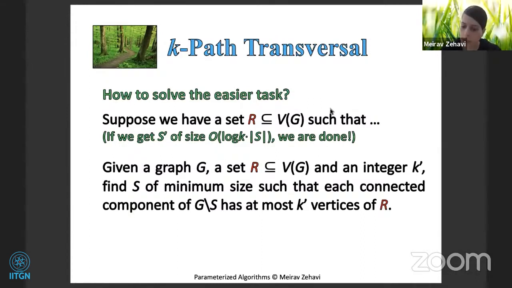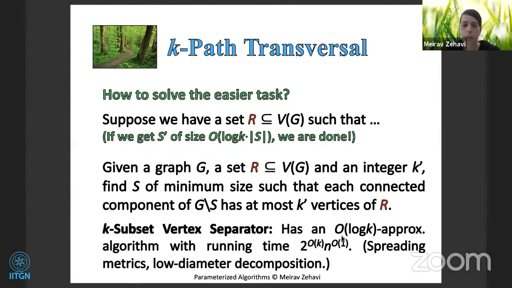This problem has an order log k approximation algorithm that runs in single exponential time. It uses some methods from approximation algorithms. For us, the parameter is actually this k prime, which means k to the power of 3. So we get an order log k approximation algorithm that runs in time 2 to the order of k prime, which is k to the power of 3. This is still within the running time that we want, and this will give us the set S prime that we were looking for. So we can use this black box and get the solution that we want.